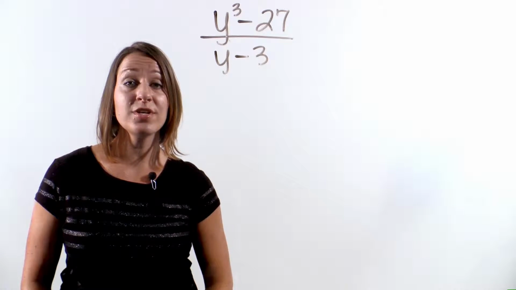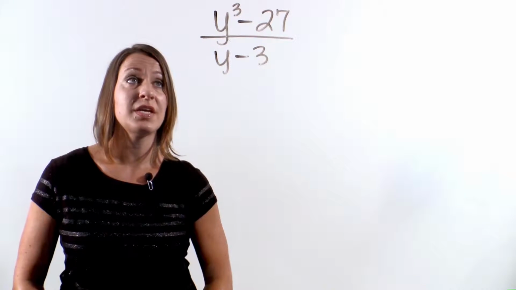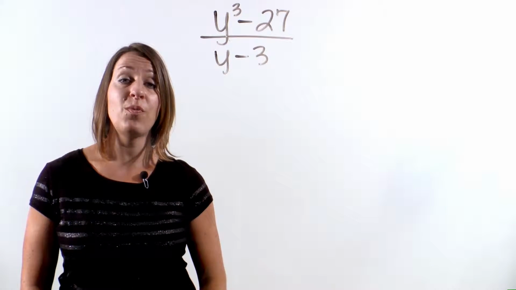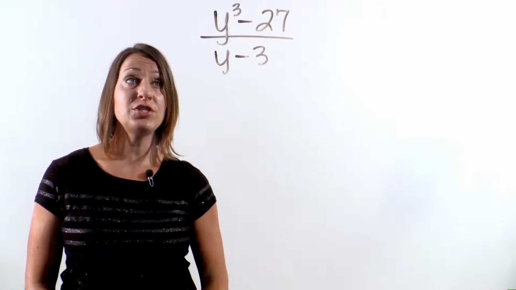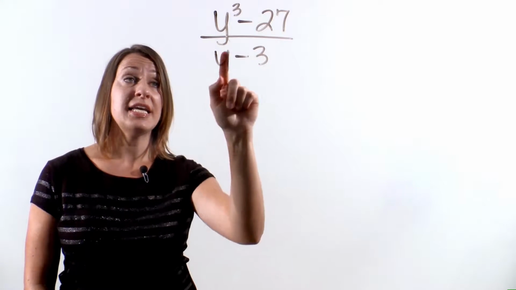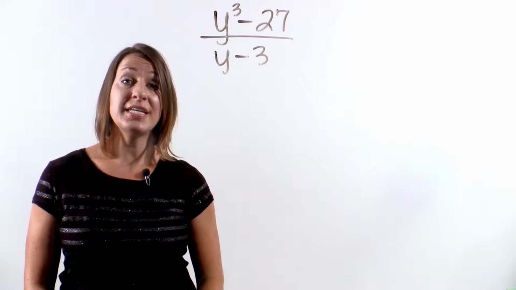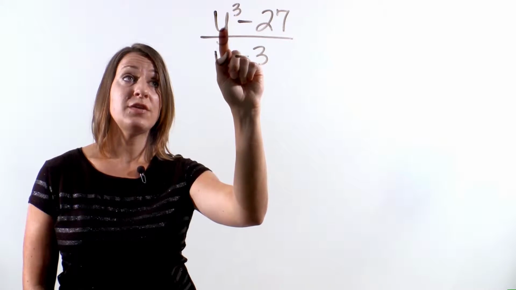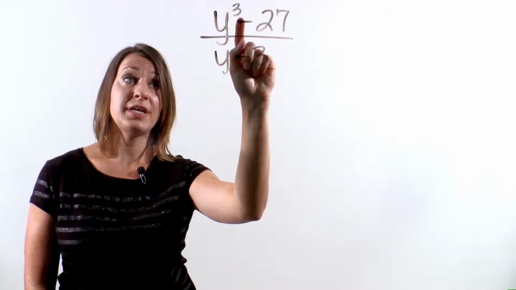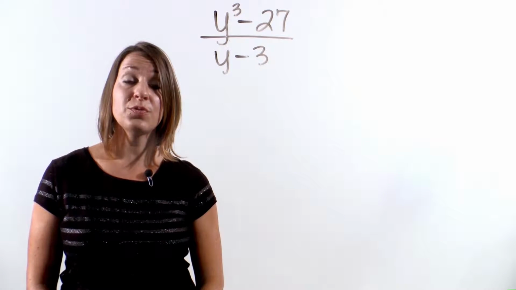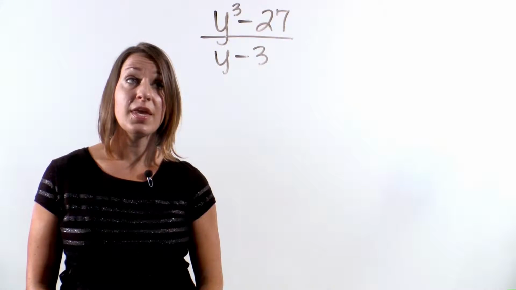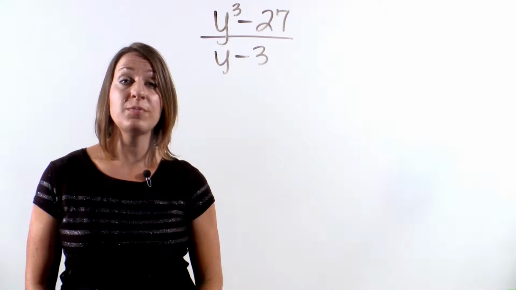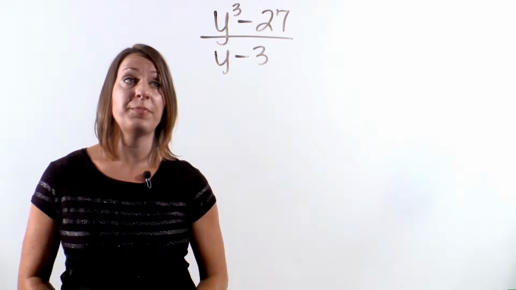Okay, let's try one more example using synthetic division. This example is y cubed minus 27 divided by y minus 3. Now I want you to get into the habit of noticing if our top polynomial is in descending order. As you can see in this example, the first term is y cubed, the second term is a constant. So we're missing the y squared term and then the y term. Before we can do synthetic division, we need to put in placeholders so that the method works correctly.